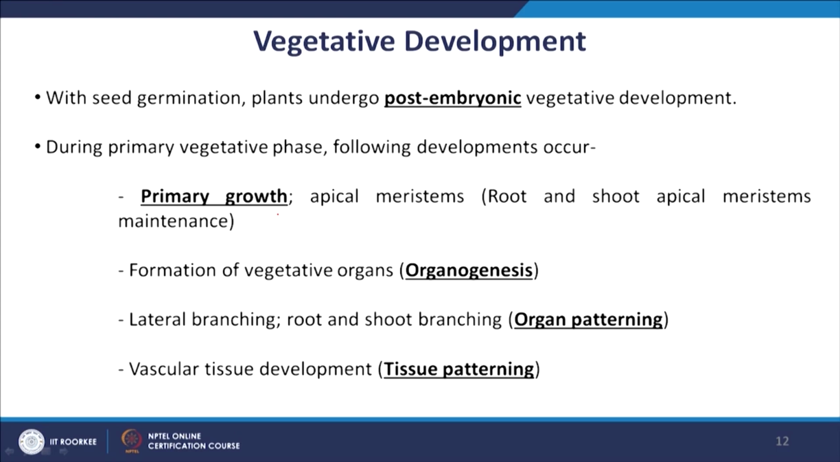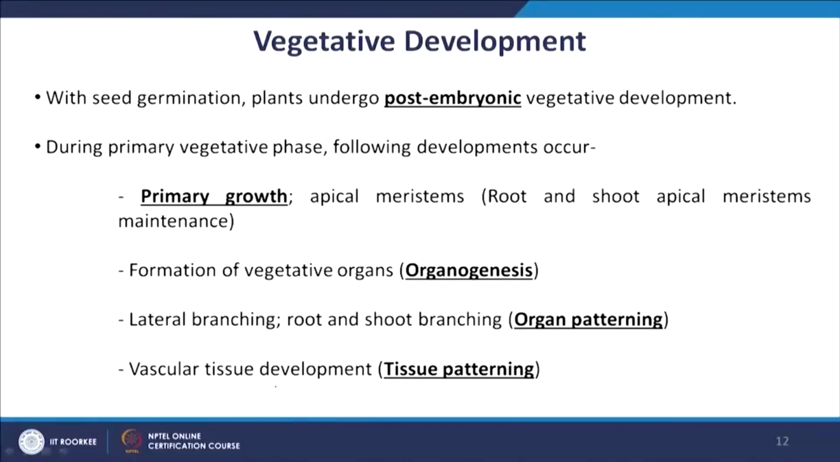Next, during vegetative development is the vegetative organ formation. The process is called organogenesis. At a slightly later stage or at the same stage, you will also have a process of organ patterning, where special tissues are patterned in a proper configuration, and vascular tissue development, which is also a part of tissue patterning, occurs simultaneously.